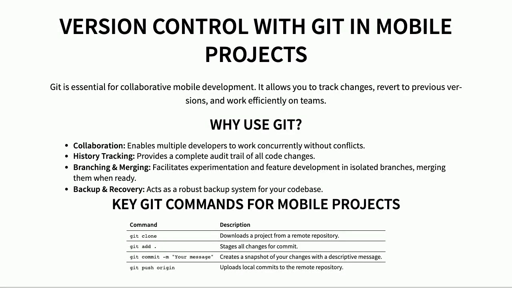Okay, let's talk about version control and how Git fits into mobile development. Think of Git as your project's personal time machine. It lets you track every change made to your code, go back if something breaks, and work seamlessly with the team. Collaboration is huge in mobile, so Git makes that super easy. It also gives you a complete record of everything, which is really valuable for debugging or understanding how the codebase evolved. We'll cover some basic commands like cloning, staging changes, committing them with a message, and pushing those commits to a remote repository. Basically, it's your safety net and team coordination tool.